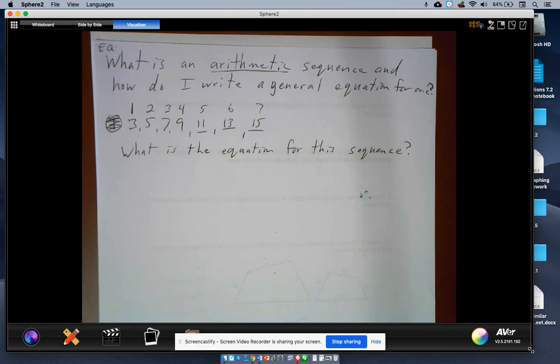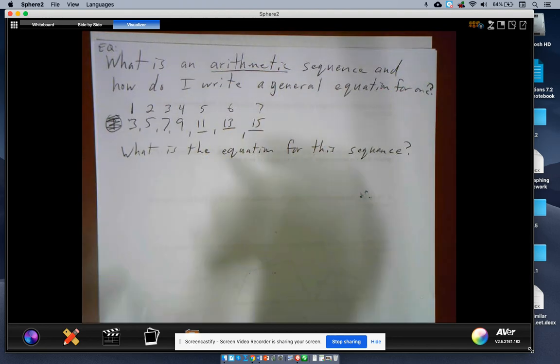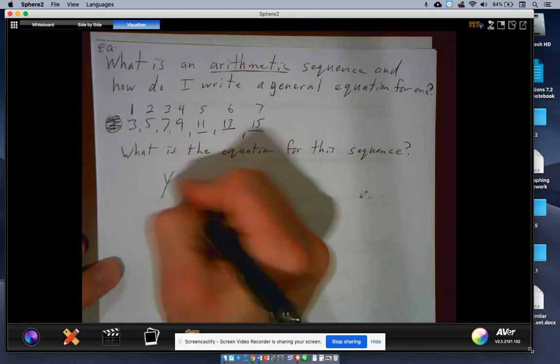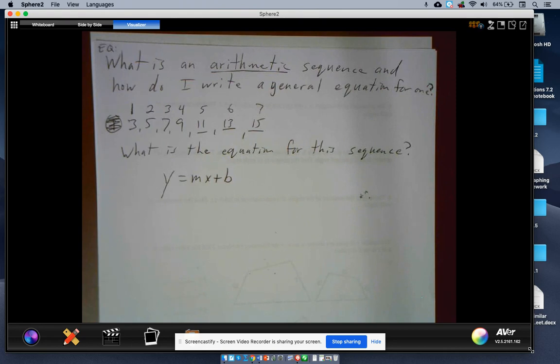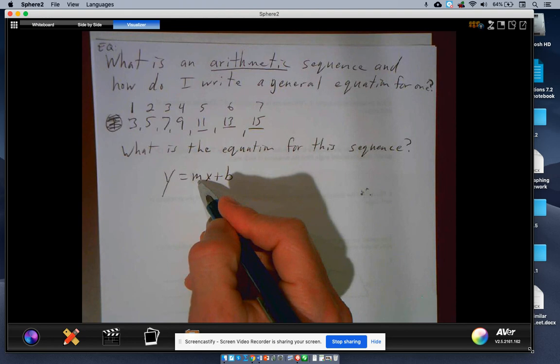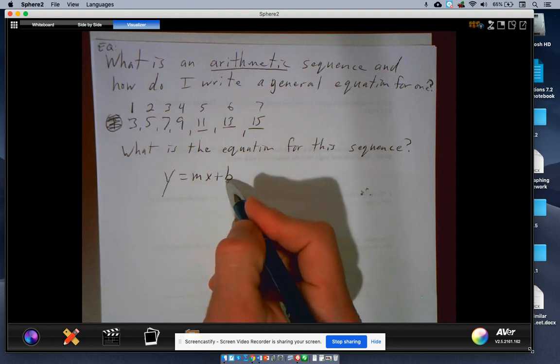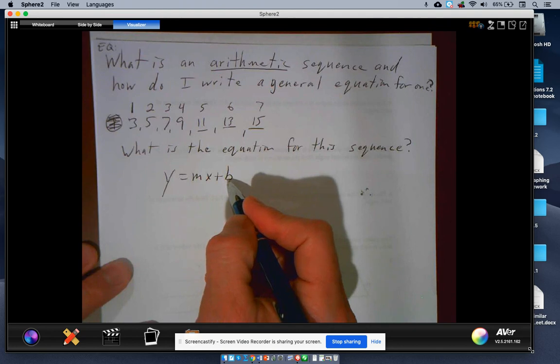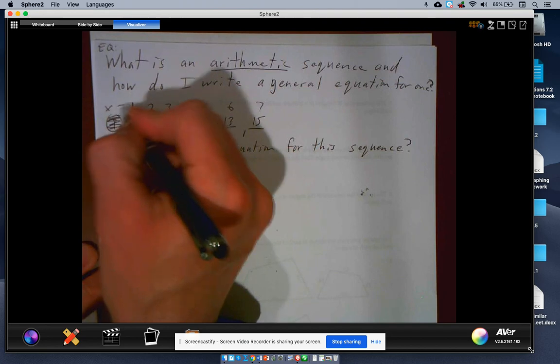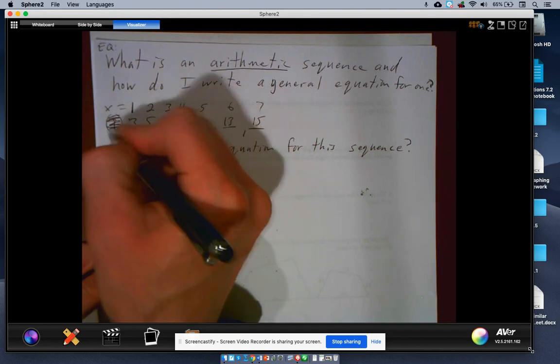Here's how you do this. You use the old school y equals mx plus b, the old school equation for a line. Let's review. The m means slope or the rate of change, how much it's changing. B is the y-intercept, that's when x is 0. So let's assign this top row to be my x's and this bottom row to be my y's.